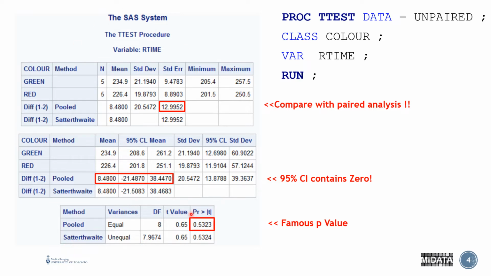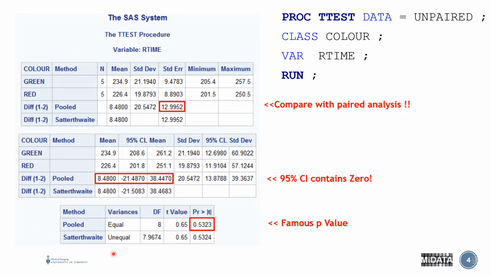So let's do that. Thanks to Gossett and the student's t-test, we're going to be able to tell whether or not the difference we observed in reaction time between the two colors, red and green, is significantly different. And so we use proc ttest in SAS. Here we're calling the same data set, unpaired, where the class, which is color, is telling SAS that we want to compare the levels within color. There's only two in this case, which is red and green. And the variable is reaction time.